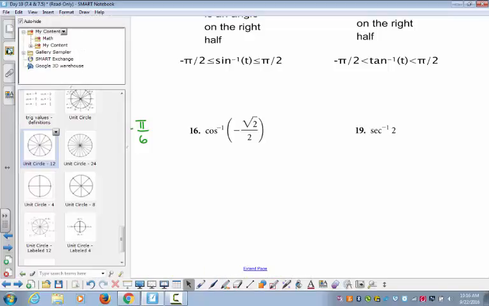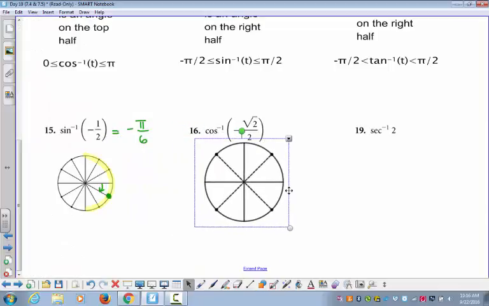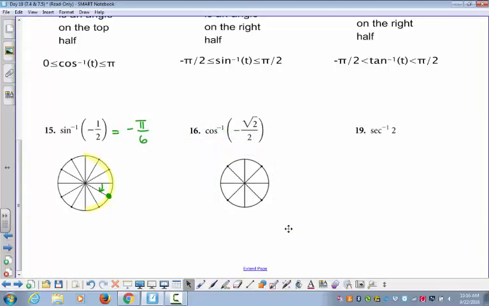Inverse cosine, that is an angle. And that angle's on the top. So we say angle on top with a cosine value of negative root 2 over 2. Well, angle on top, cosine value of negative root 2 over 2, that's going to put us here. And what angle is that in radians? Yeah, 3 pi over 4.